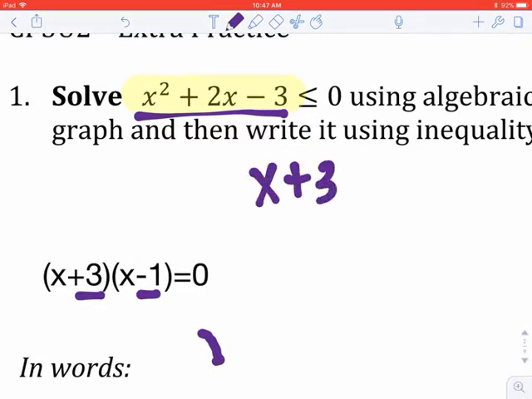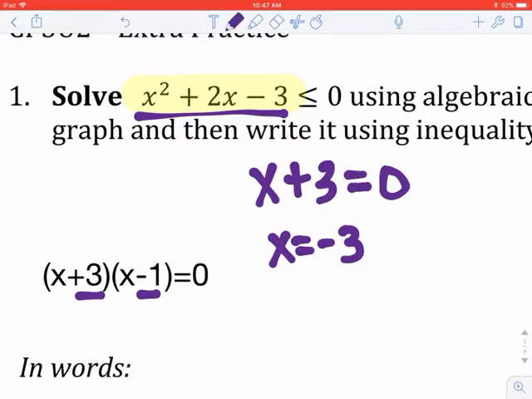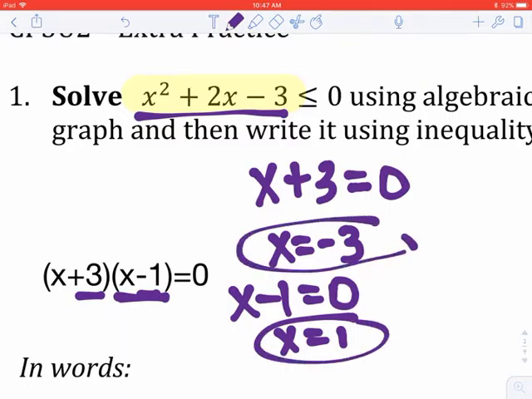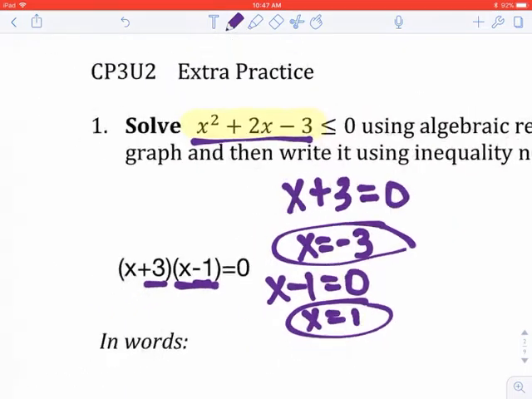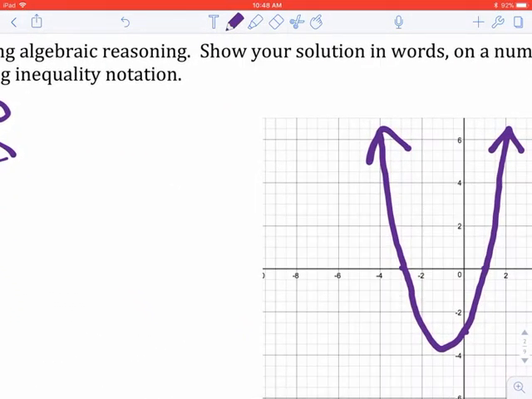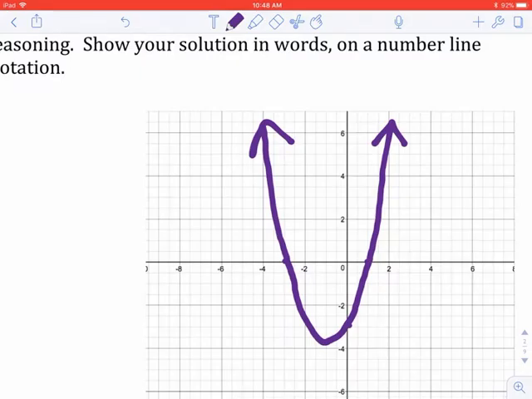So I get x plus 3 is equal to 0. Take away 3 from both sides. And x is equal to -3. I can also set the second factor, x minus 1, equal to 0, add 1 to both sides, and I know that x is equal to 1. So whether I'm using a calculator or I'm factoring by hand, you still know those intercepts are at -3 and +1. So over here, you should be able to graph.